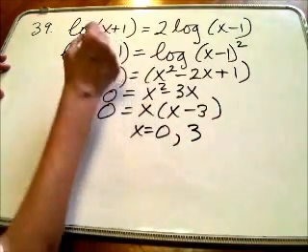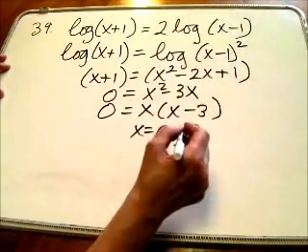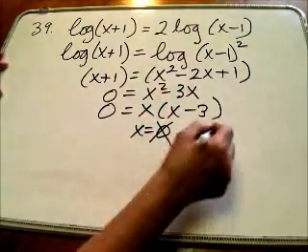Let's see, is 0 going to work? It'd be okay here, but 0 is not going to work here because we can't take the log of negative 1. Therefore, that one's extraneous, and our answer is 3.